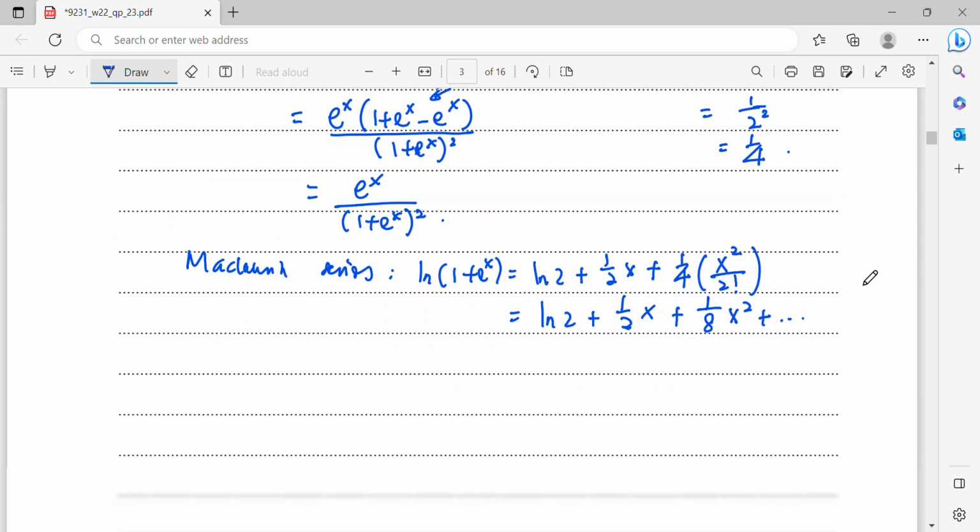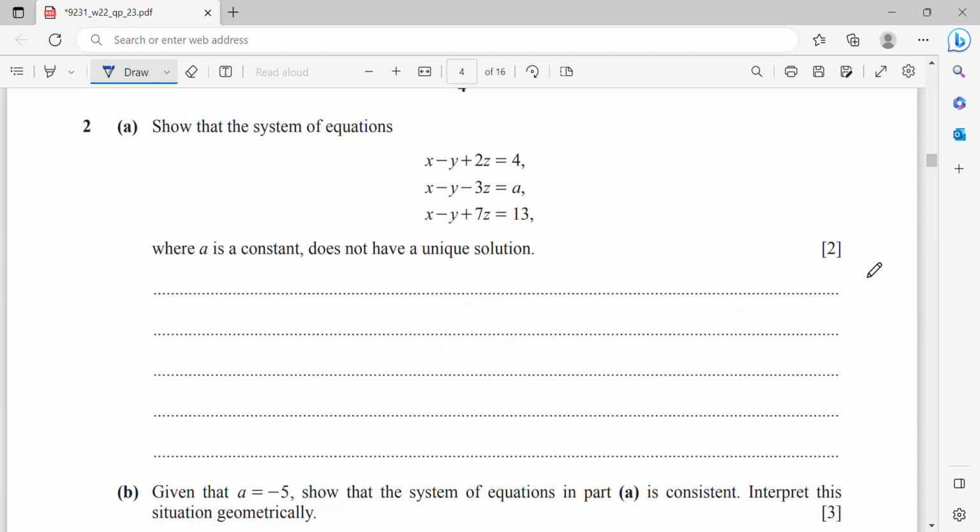Alright, so now let's move on to question 2. Question 2a: show that the system of equations, where a is a constant, does not have a unique solution. When it does not have a unique solution, you need to prove that the determinant equals 0.